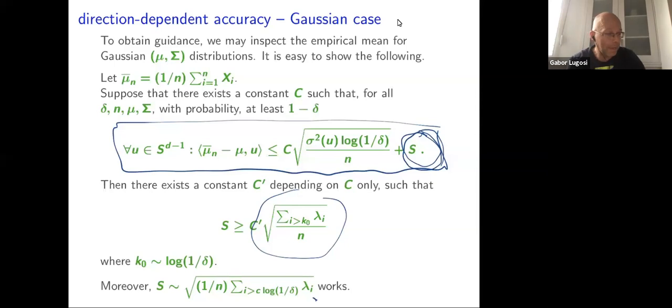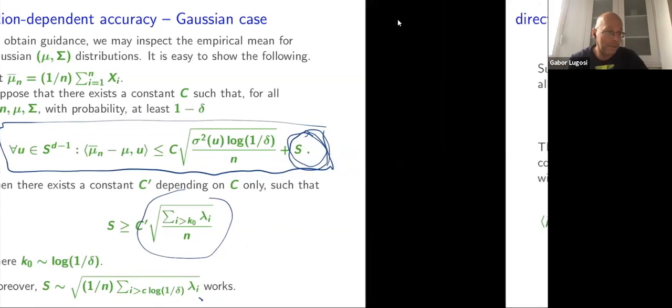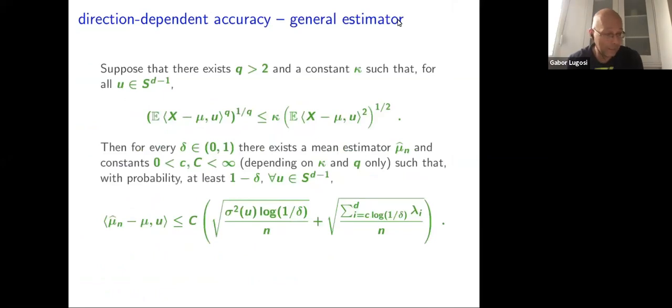Okay, and now it turns out that we can actually achieve this with just a little bit more than the second moment assumption. So what we need to assume is what we call L_q–L_2 norm equivalence. We need to assume that some moments of order strictly greater than two exist, and they are related to the second moment. For example, if you have sub-Gaussian, then this is of course true.